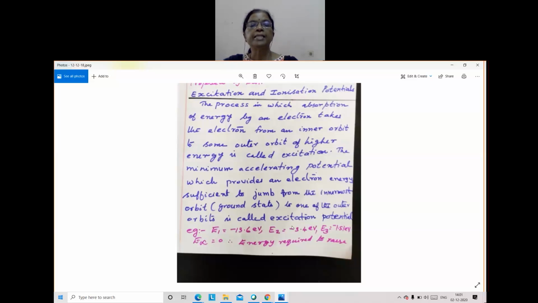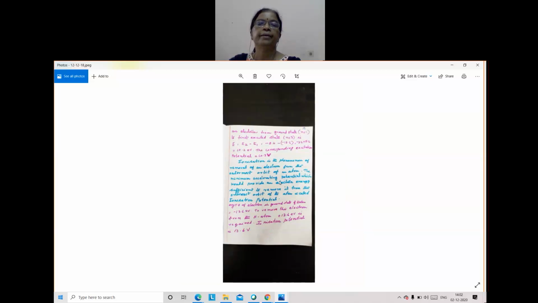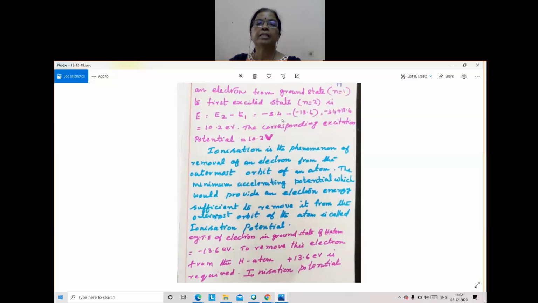What is the energy required for the electron to jump from the ground state to the first excited state? To jump from ground state to first excited state, how much energy is needed? The ground state is minus 13.6, the lowest. The other is higher, so we need the difference, that is minus 3.4 minus of minus 13.6, which becomes plus 13.6. So the energy is 10.2 eV. Look, minus 3.4 minus 13.6 equals 10.2 eV. So this is the energy required for the electron.